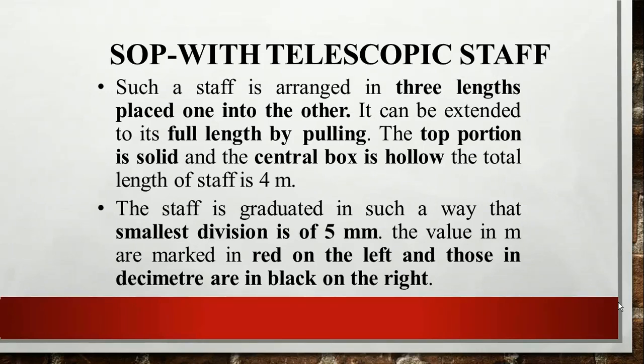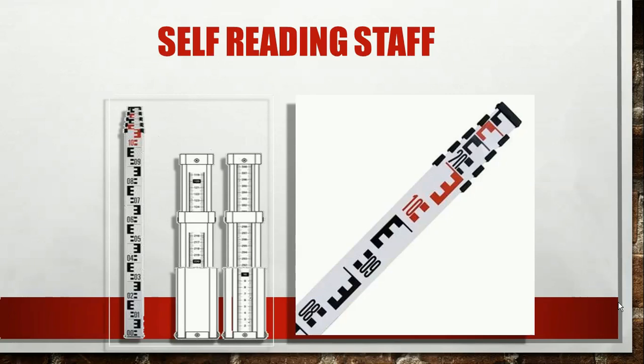The values in meters are marked in red on the left and those in decimeters are marked in black on the right hand side. So basically the least count of the telescopic staff is 5 mm. This is the image of the self-reading staff, that is the telescopic staff. As you can see, there are graduation marks over the staff.